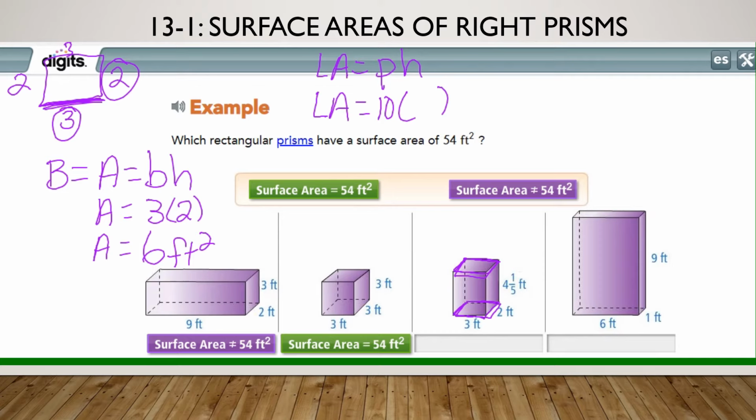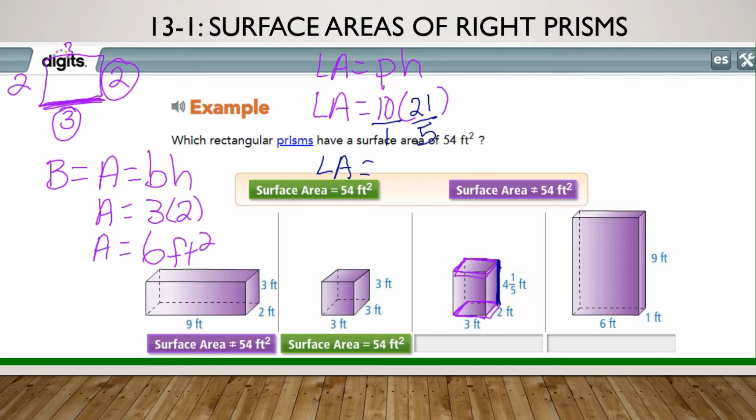So here I outline my two bases, and the distance between that is 4 and 1/5. Now you could change that to an improper fraction, which will be 21/5. And go ahead and change this to a fraction as well, just to make it easier. Now, some of you probably want to change it to a decimal. That's absolutely fine as well. But I like to change things to improper fractions.